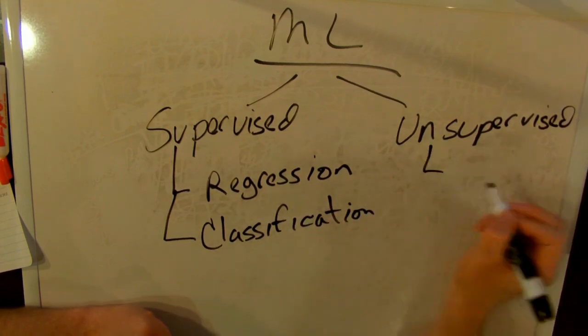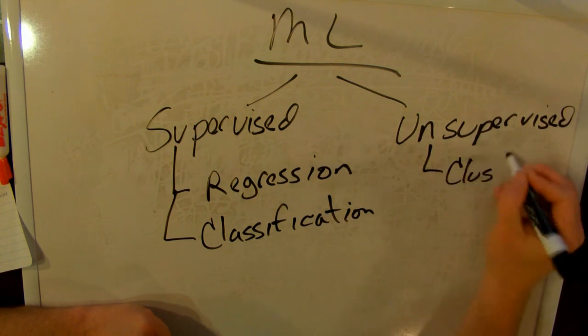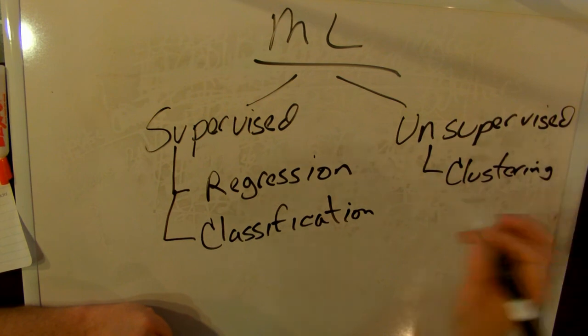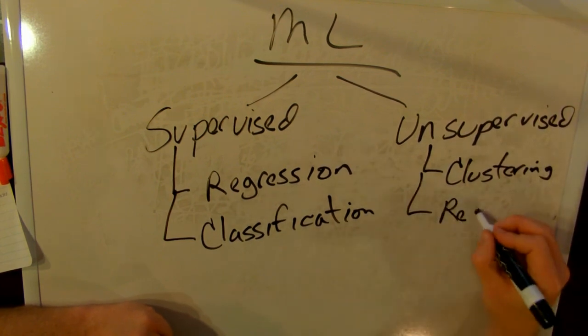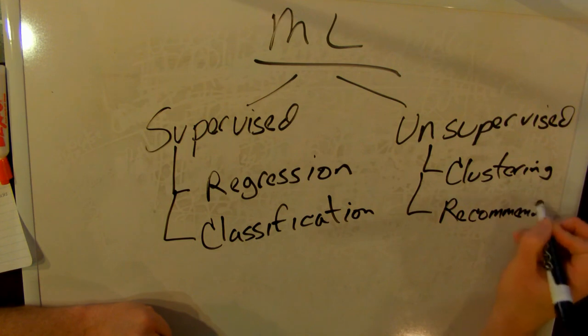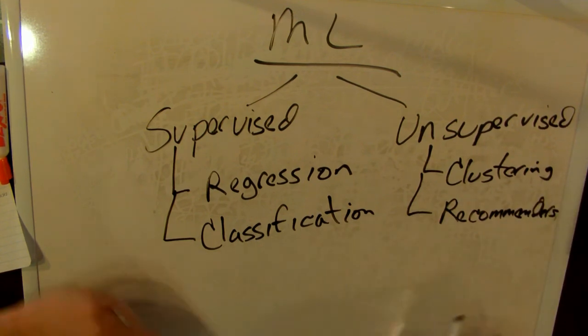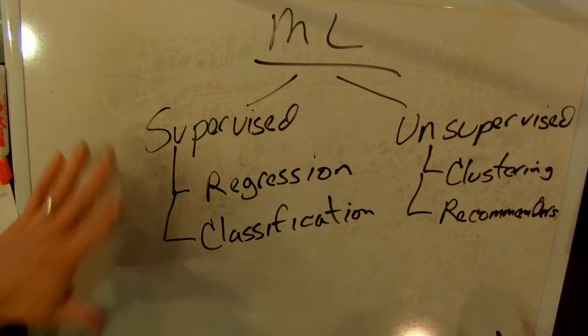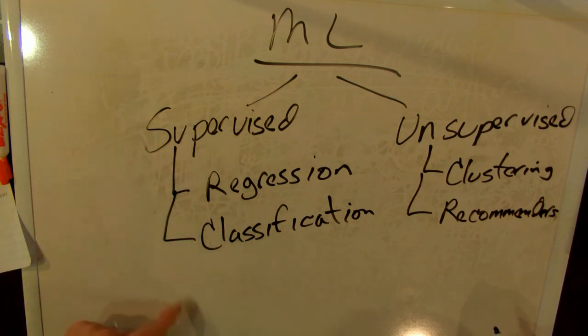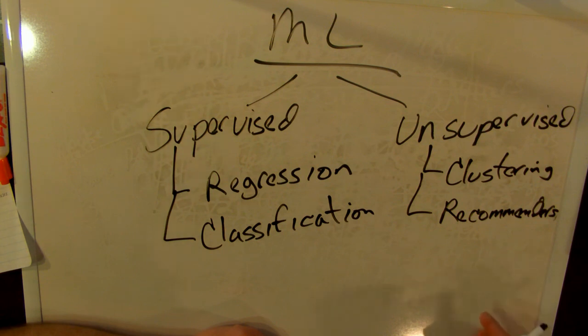And inside of unsupervised, you have clustering, recommenders, and then there's some others that I haven't talked about. In supervised, even if I haven't talked about them, they probably fit into these two categories. In unsupervised, there's some other things that fall outside of these categories as well. And if you're interested in that, we can certainly have more discussions on that, and you can check out the documentation for scikit-learn. You'll find a variety of algorithms that are out there.